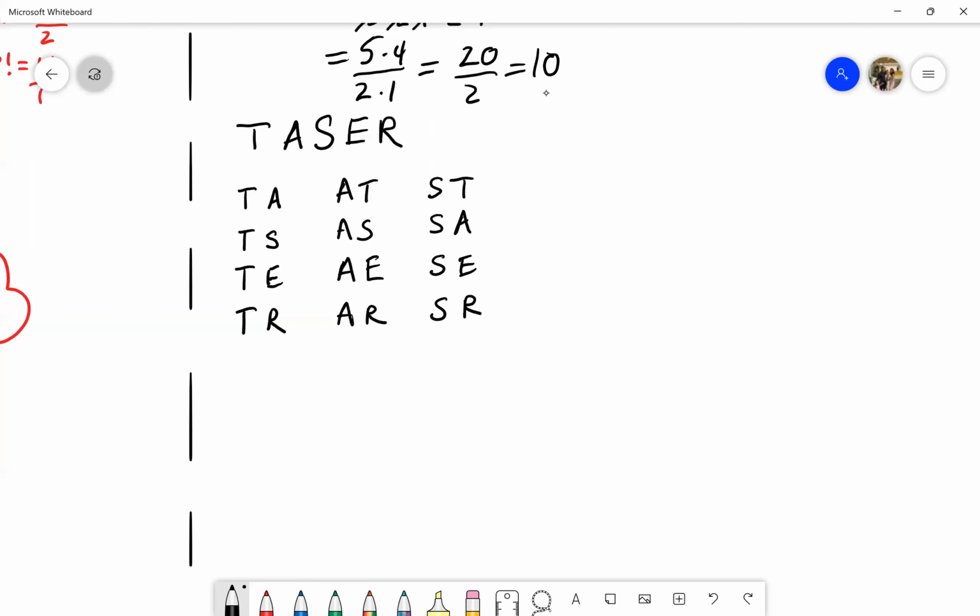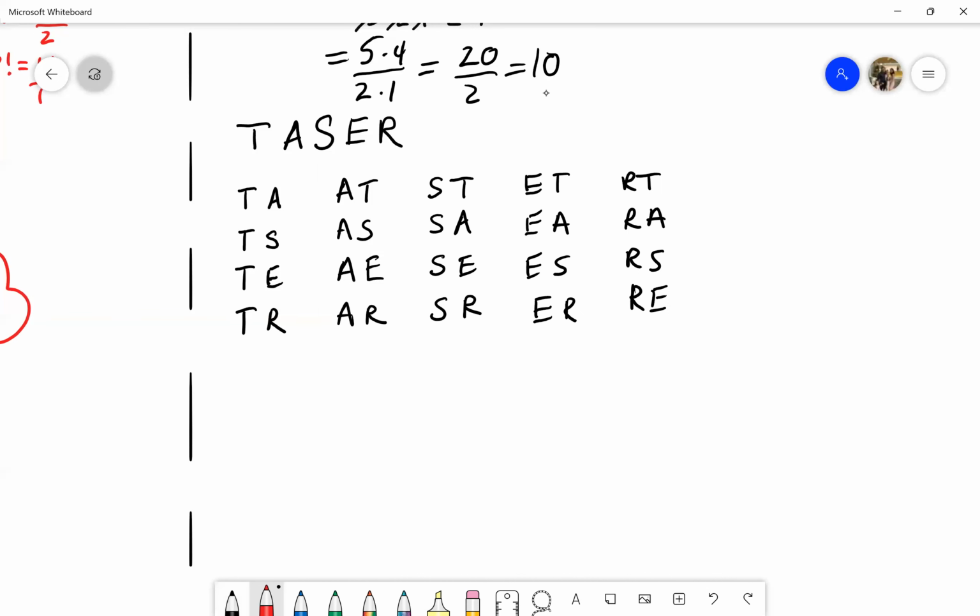And then we have ET, EA, ES, ER. I have RT, RA, RS, RE. Now, how many ways do we have there? Five. What's 5 times 4? 20. There are 20 ways to rearrange this. But that means we're saying that AT and TA are different. This is what we call a permutation.